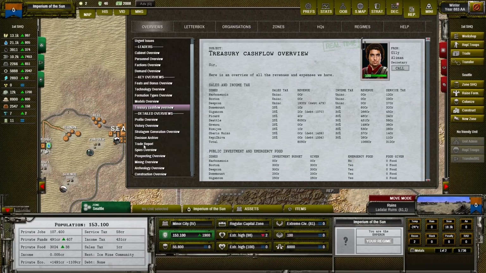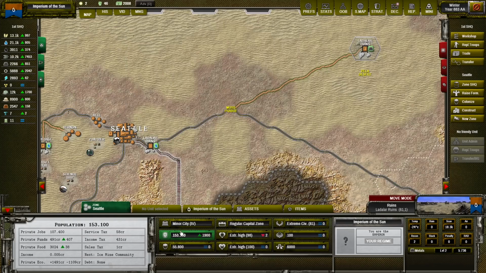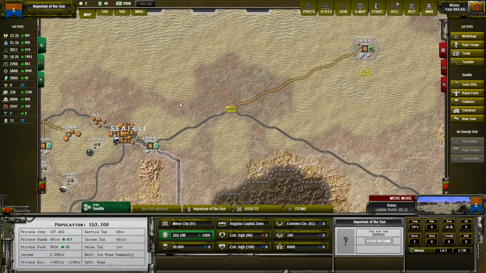Another interesting report is the trade report. Here we can see that our private economy sold some items to traders and they could get money because of that. But also they had to buy some resources. It's visible here that they received 800 credits by selling items. So let's go back to our assets.